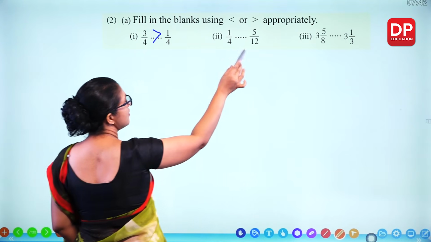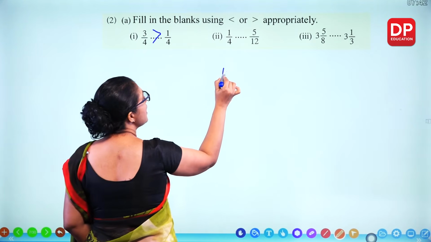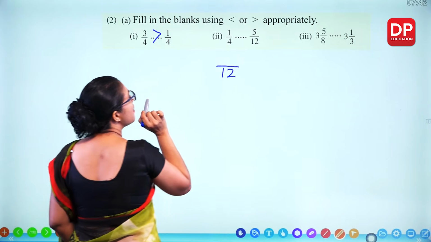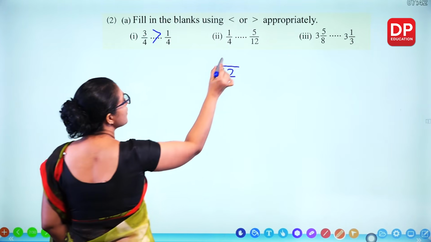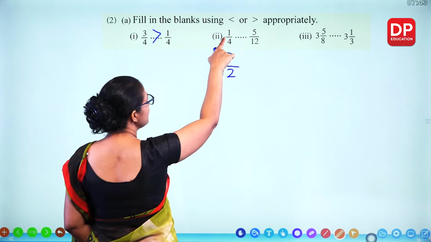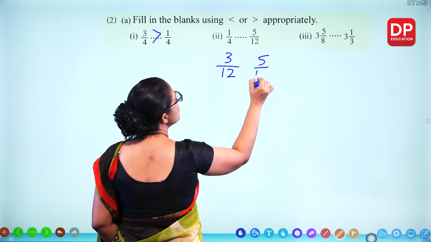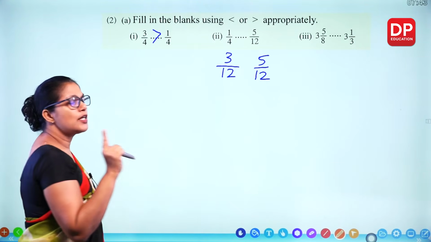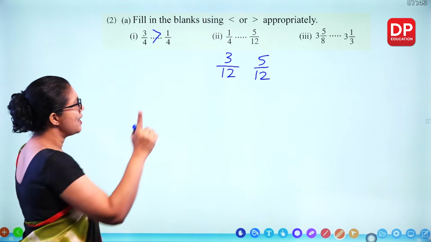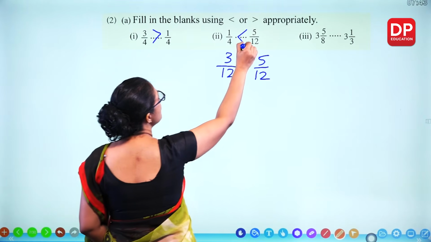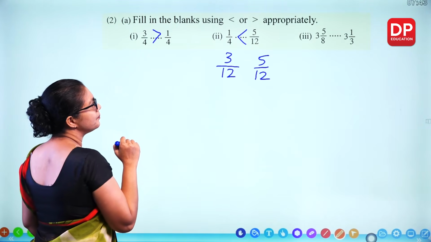Here you can't. The denominators are different, so we'll make them the same. Multiply by 3. 3 times 3, 3 times 1, 3. And this is 5 over 12. Now same denominator, which one is bigger, 5 or 3? 5 is bigger, so you can put the sign here.